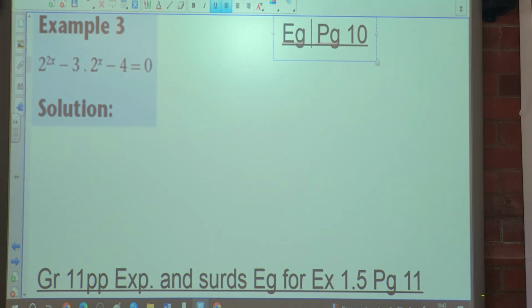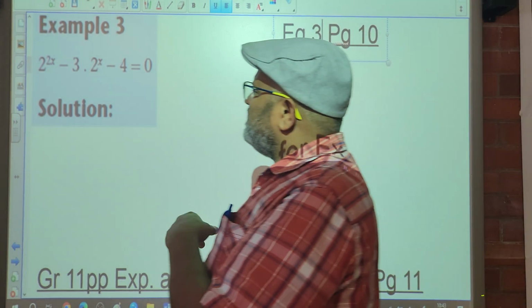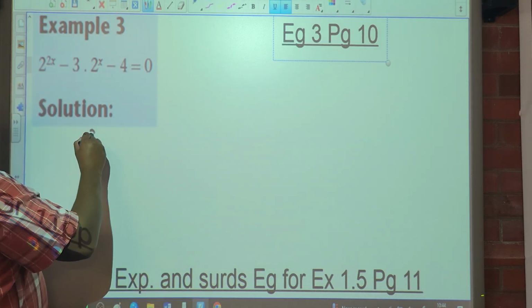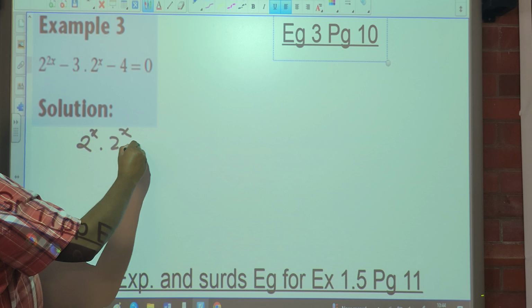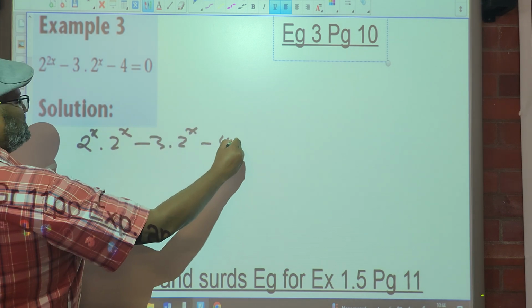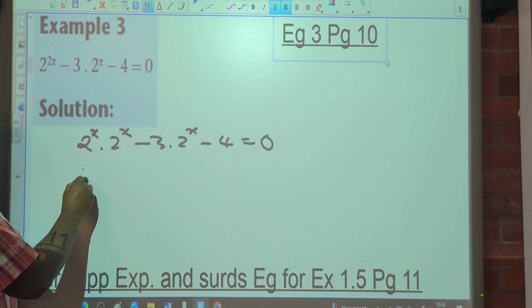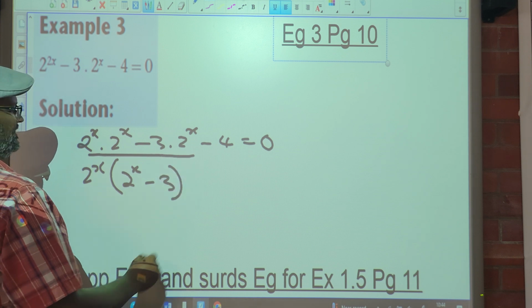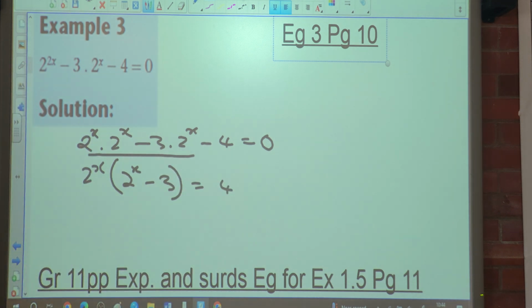The 2 is not in front of the x. So here we got 2 to the exponent 2x minus 3 times 2 to the x minus 4 is equal to 0. So that 2 to the 2x, I can't take out 2 to the x as a common factor here. Can you see that? If you take out 2 to the x as a common factor, then I will be left with 2 to the x minus 3, and only 2 to the x is common there, equals 4. There's nothing we can do with it. Okay.